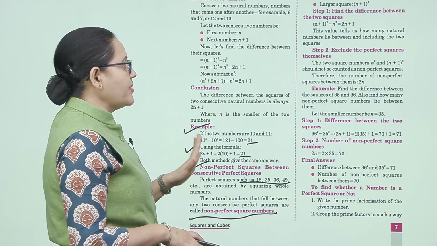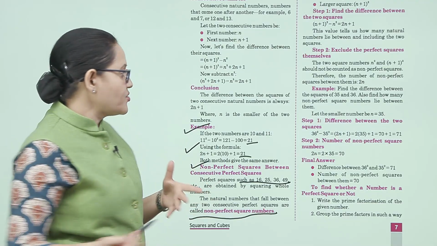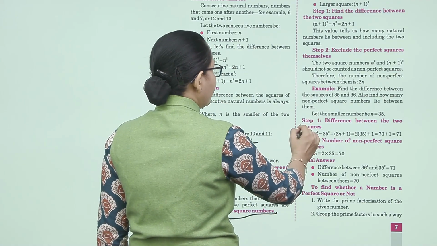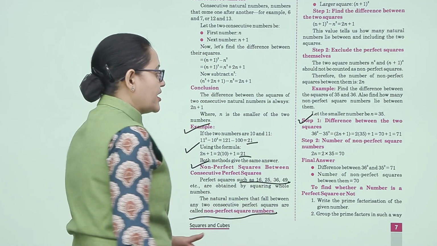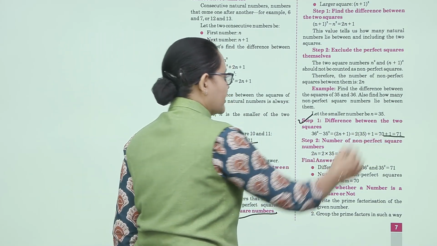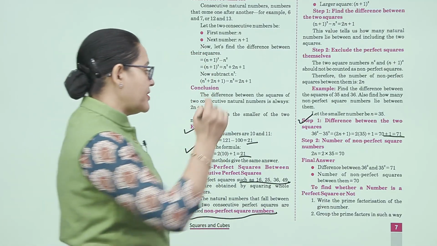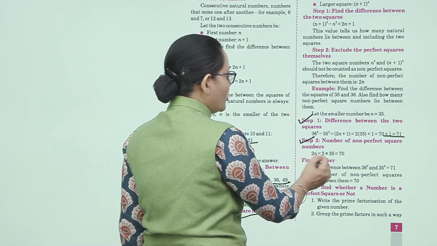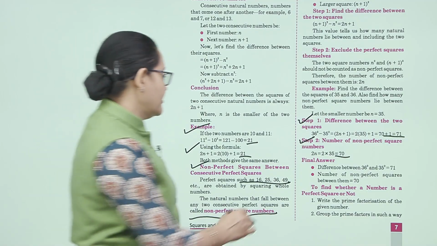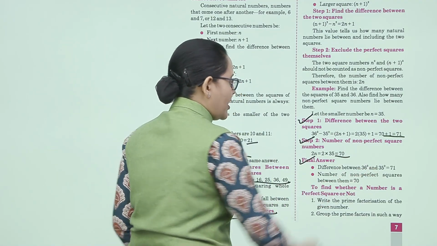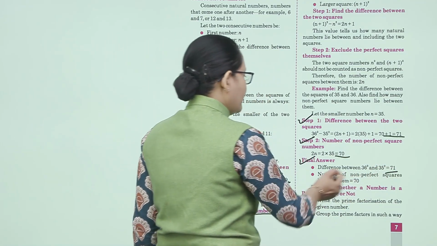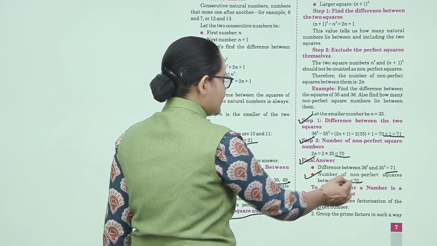Now, we have to find out how many non-perfect square numbers there are. So, what will we do? The difference between the two square numbers, square of 36 minus square of 35, is equal to 71. The number of non-perfect square numbers is equal to 2n, so 2 into 35 is 70. So, the difference is 71 and the number of non-perfect square numbers is 70.